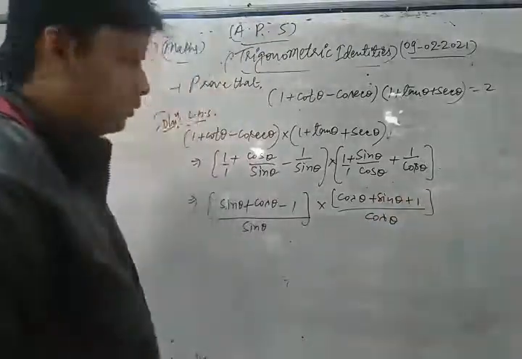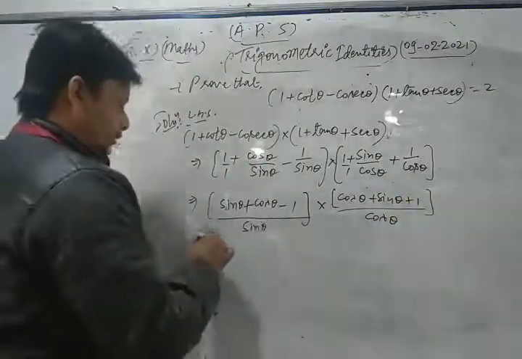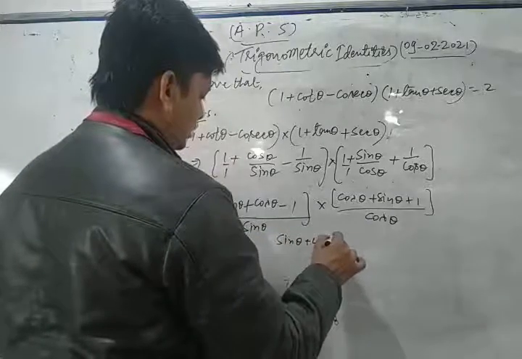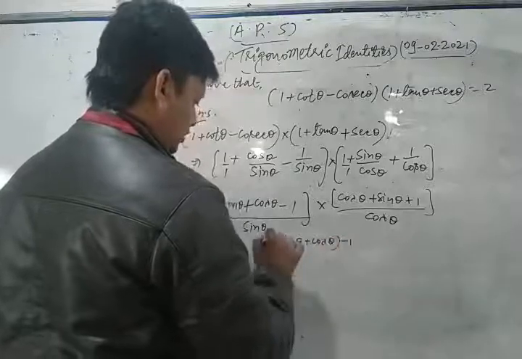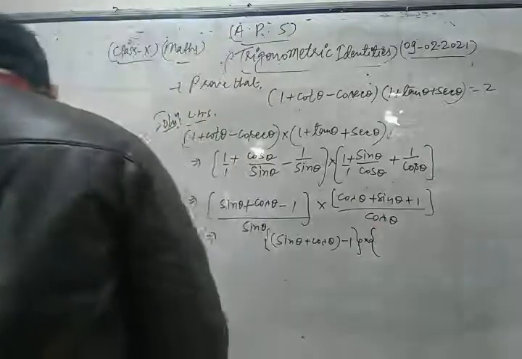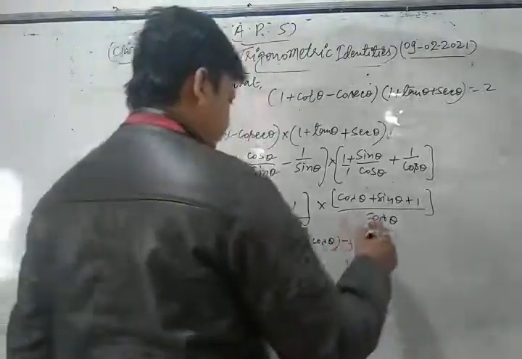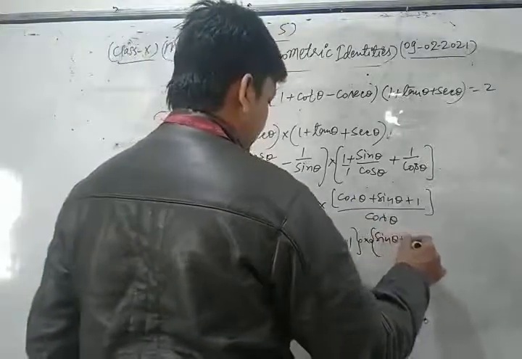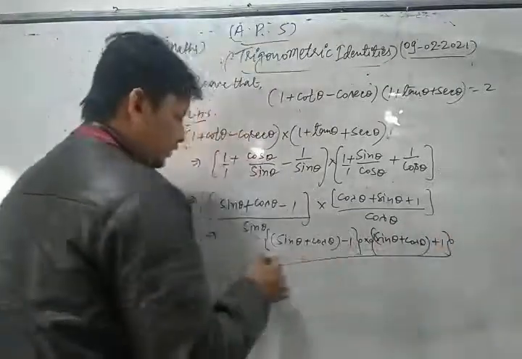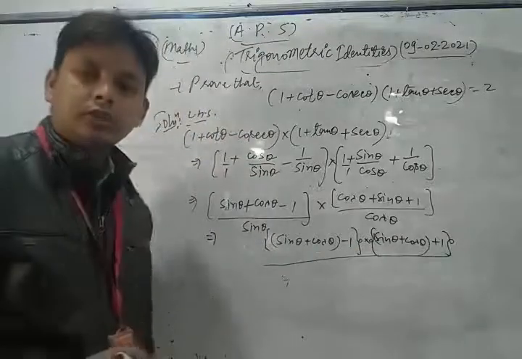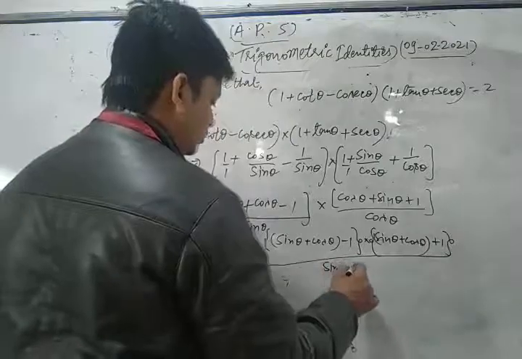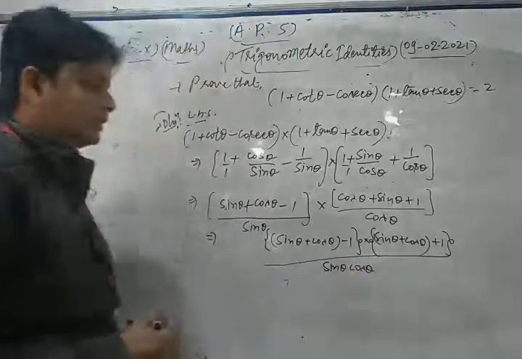Now what do I do? Now let's see, dear students. We just separately write sin theta cos theta minus 1, and in that bracket we write sin theta plus cos theta plus 1. In the denominator we write sin theta into cos theta.